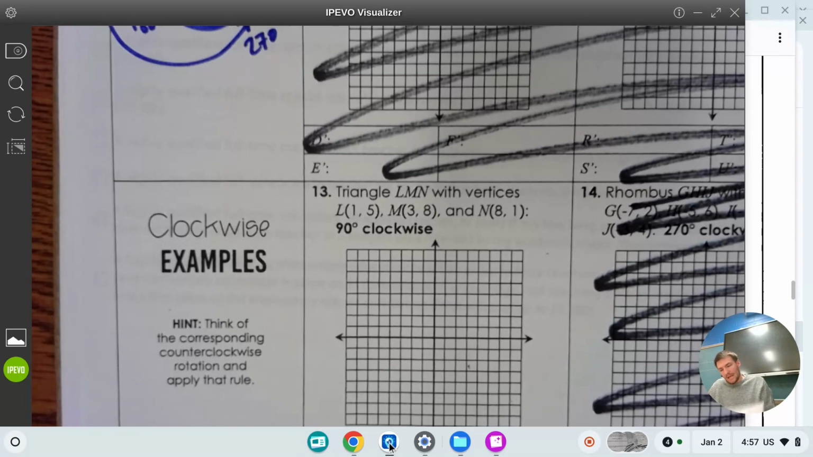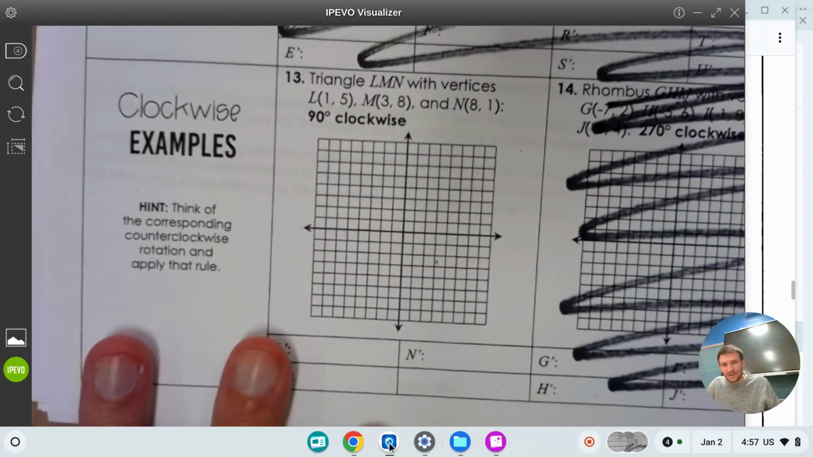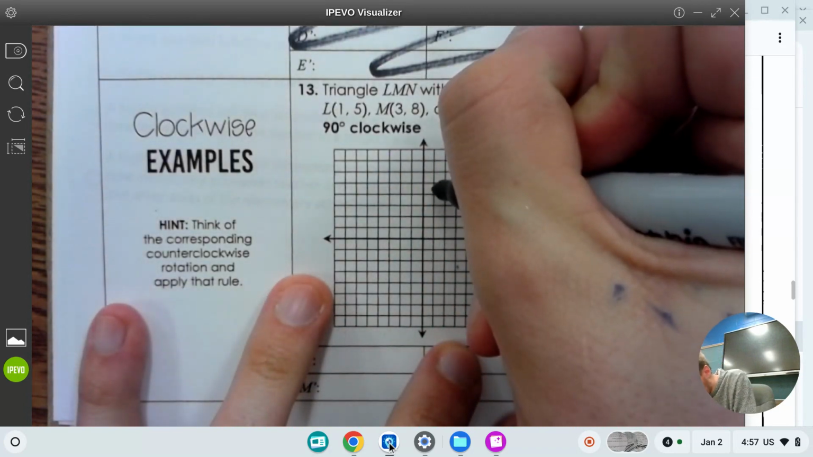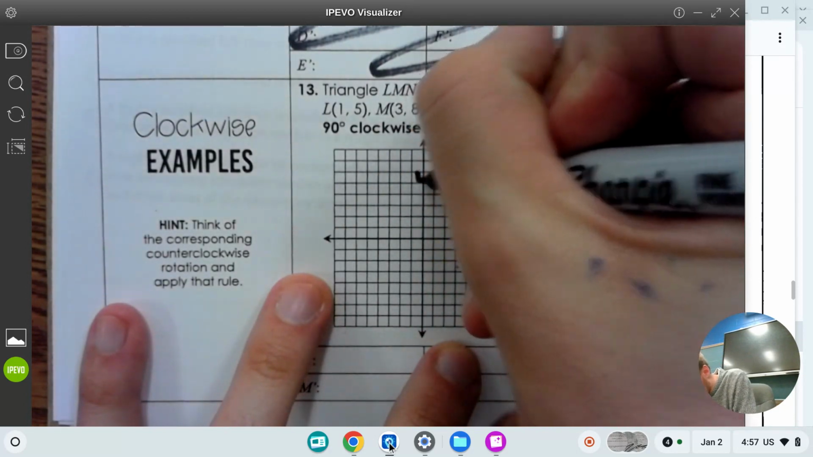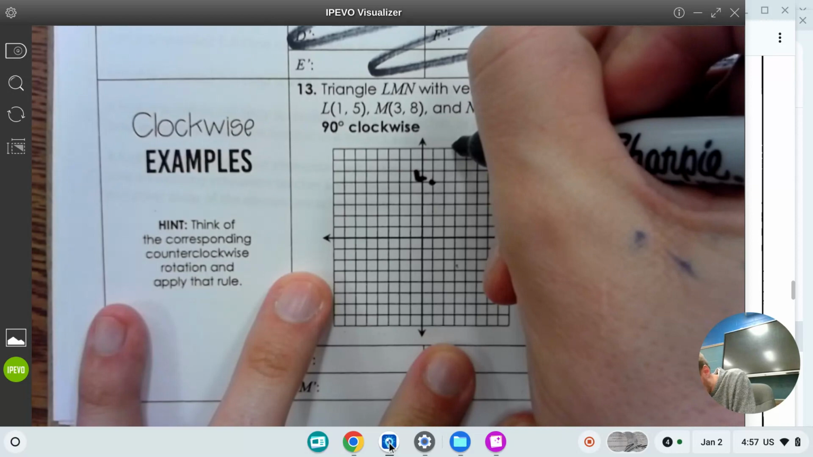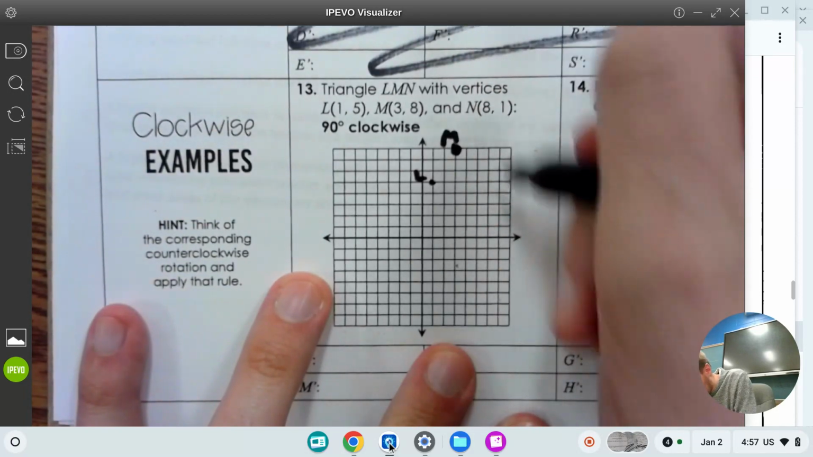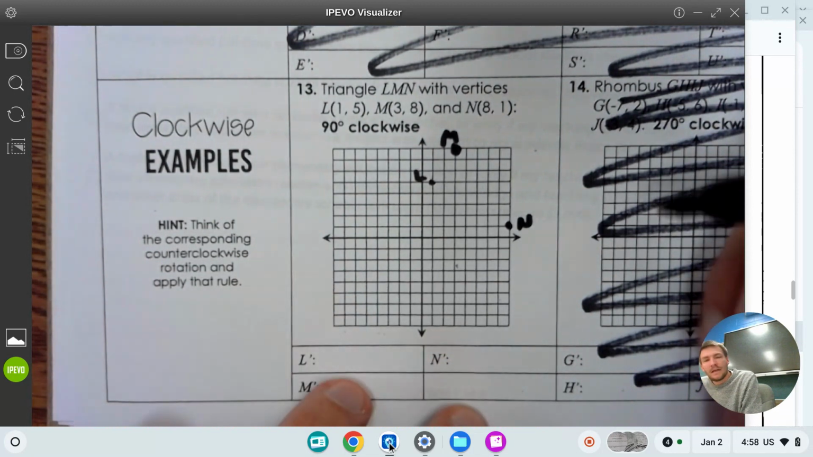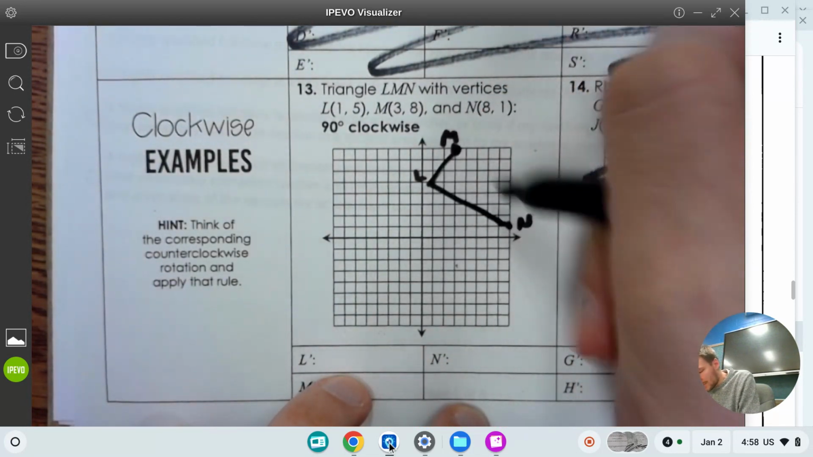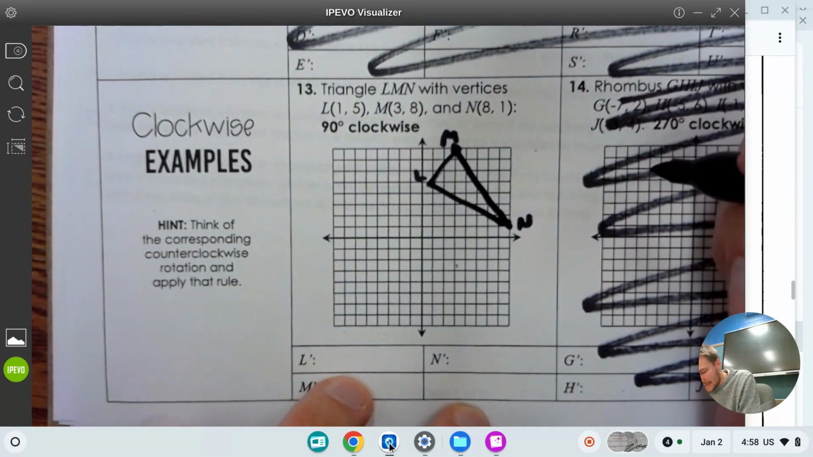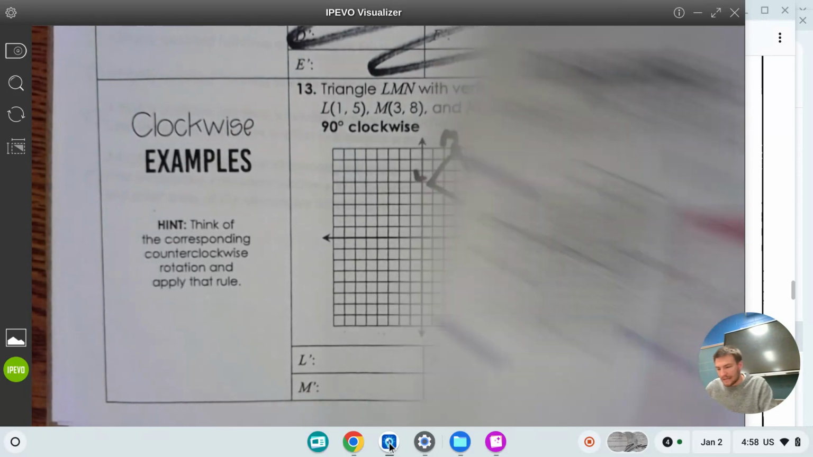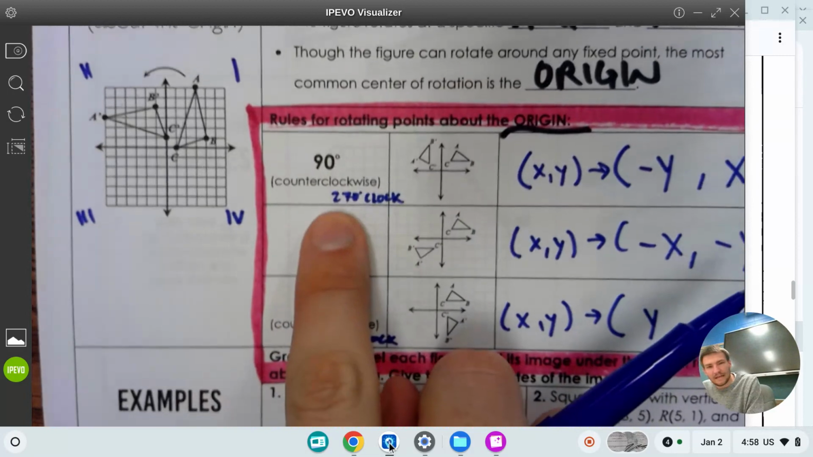So here we go. 90 degrees clockwise. Let's get these graphed on here. L is 1, 5, boom, got it. M is 3, 8, boom, got it. N is 8, 1, boom, got it. Make our little triangle. Sweet. We got it. Slice of pizza. Easy peasy. Now, 90 degrees clockwise, don't use the 90 rule.